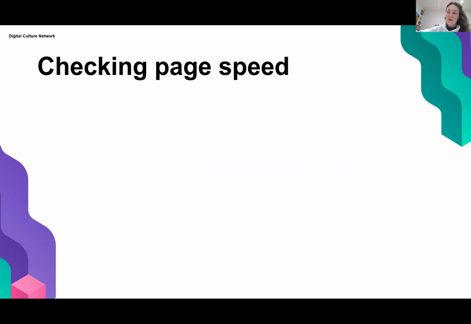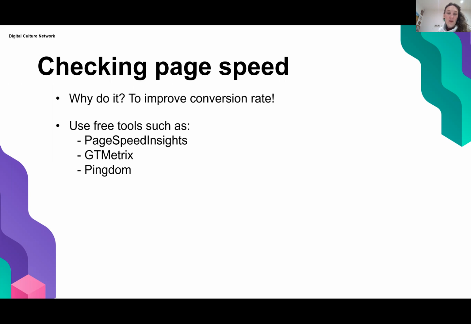So first up, checking page speed. Why should we do it? Well, this is all about improving the conversion rate. The best conversion rates occur when a website loads in less than 2 seconds. Anything over 4 to 5 seconds is considered really quite slow. And there are lots of free tools we can use to check our website.